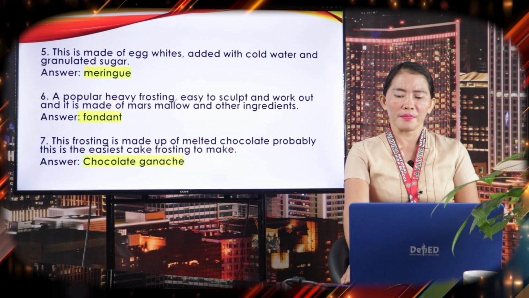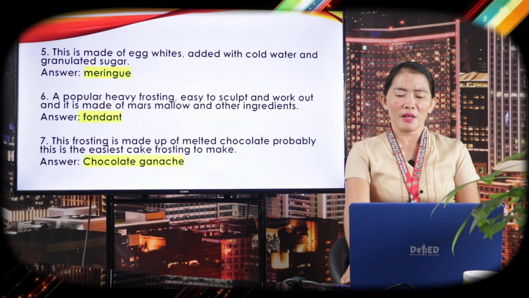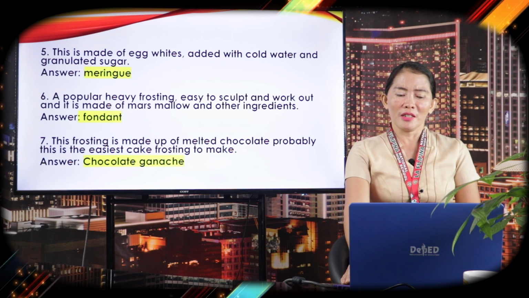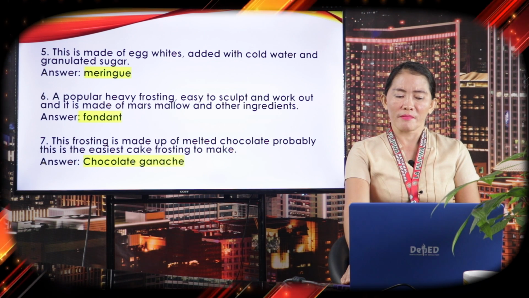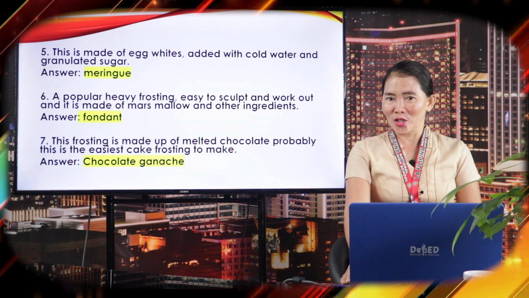Number 7. This frosting is made up of melted chocolate. Probably, this is the easiest cake frosting to make. The correct answer is chocolate ganache.